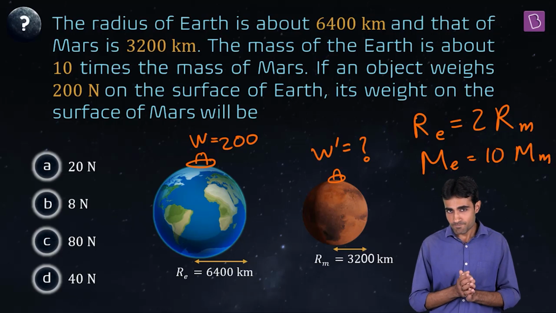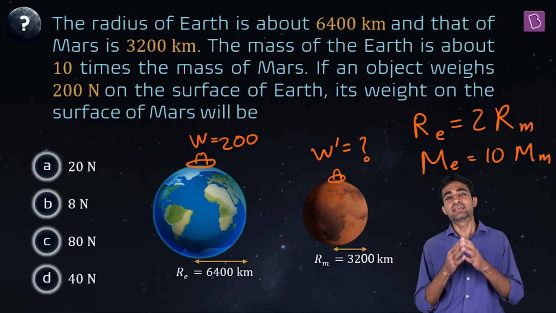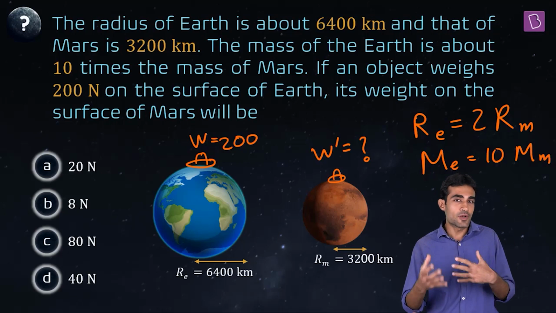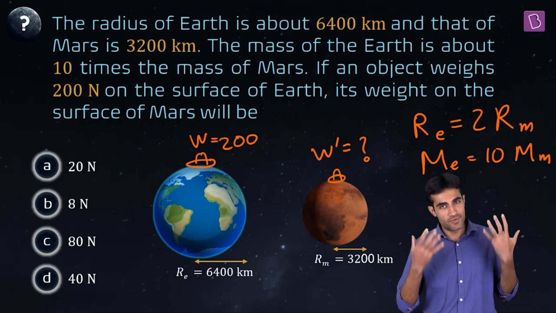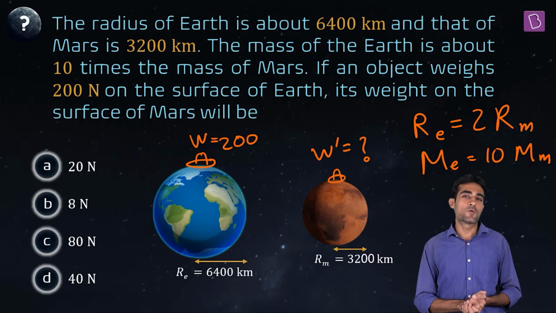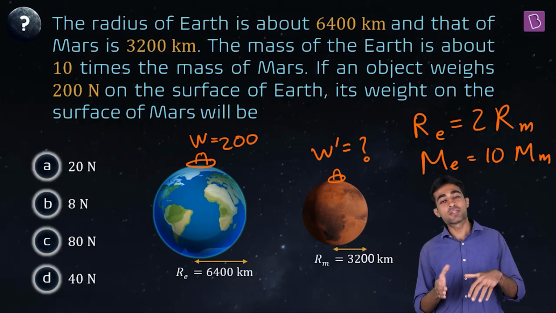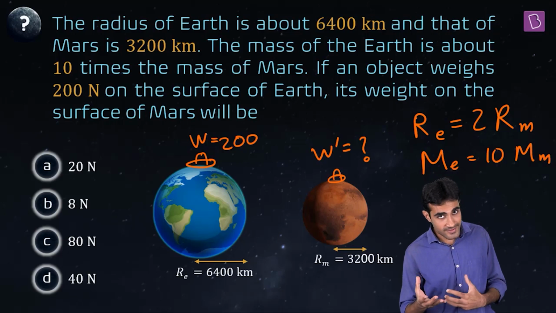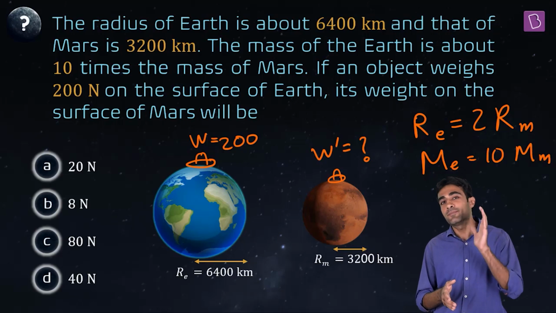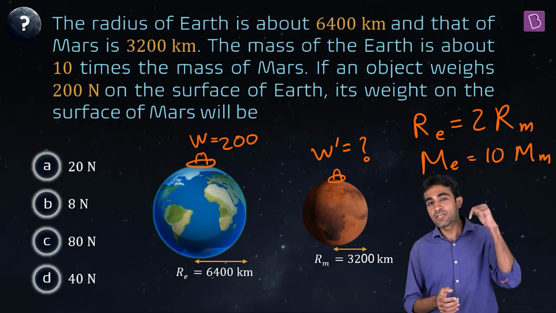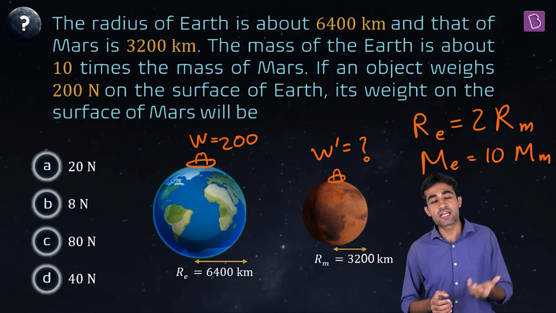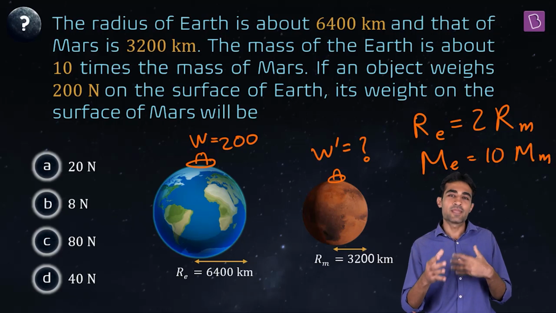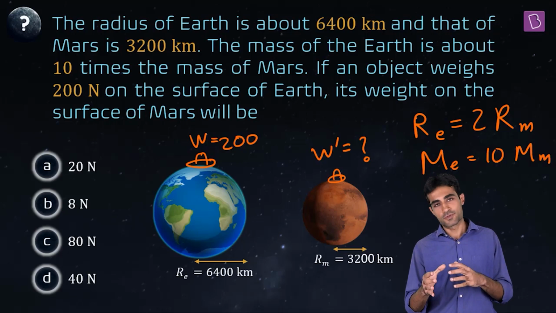Now, let's see. What is weight exactly? What do we mean by weight? Well, weight, you will say, is the normal reaction exerted by the surface. All right. So, if an object is on the surface of the Earth, there will be normal reaction exerted by the surface of the Earth. And that normal reaction will be equal to the gravitational force applied on that object by the Earth. All right. So, we can say weight will be equal to gravitational force.